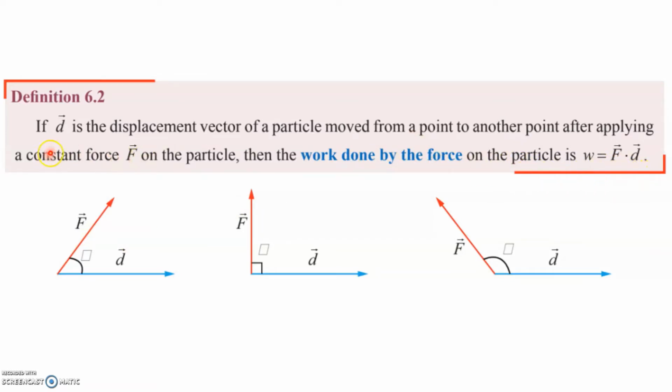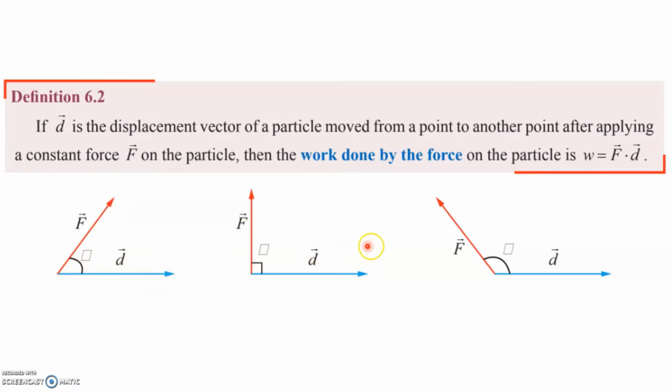We can define it by saying, if vector D is the displacement vector of a particle moved from one point to another after applying a constant force F on the particle, then the work done by the force on the particle is equal to vector F dot product with vector D. So we can see that here, we have vector F and vector D.